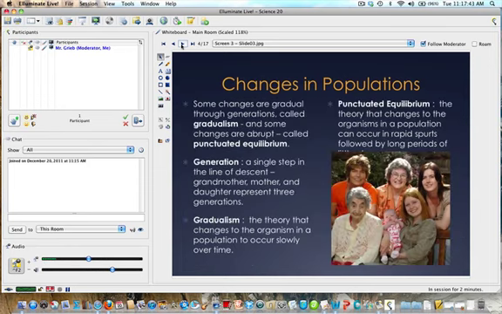Some changes are gradual through generations, and this is called gradualism. And some changes are abrupt, and this is called punctuated equilibrium. A generation is a single step in the line of descent. So, grandmother, mother, and daughter would represent three generations. Gradualism is the theory that changes in the populations of organisms have occurred slowly over time. Punctuated equilibrium is the theory that changes to organisms in a population can occur in rapid spurts followed by long periods of dormancy or non-change.